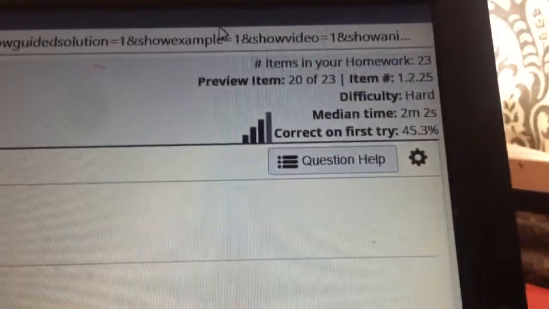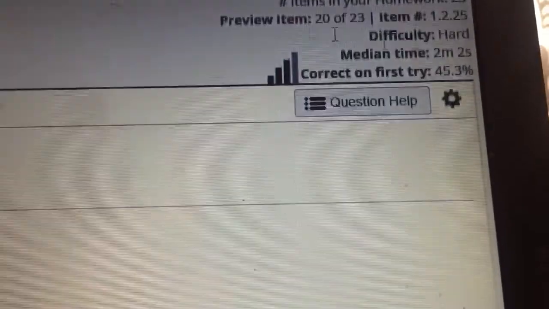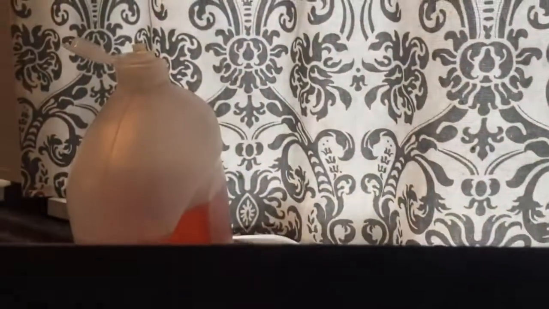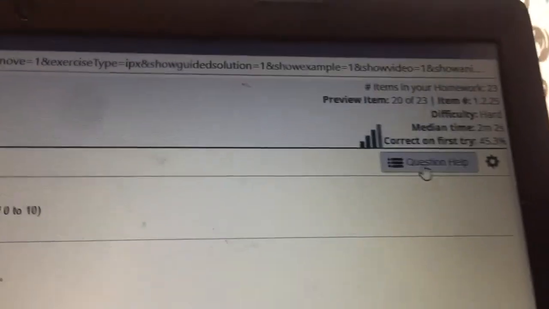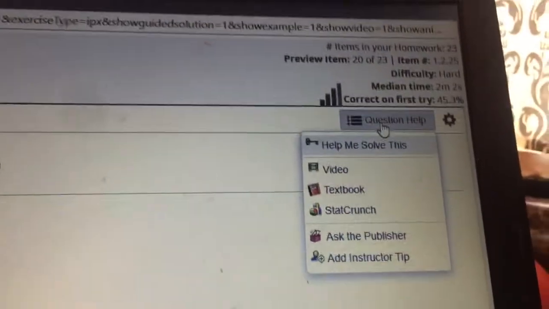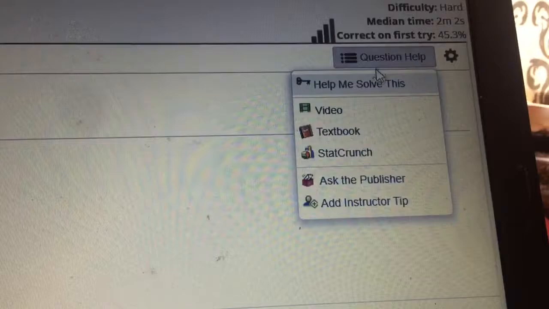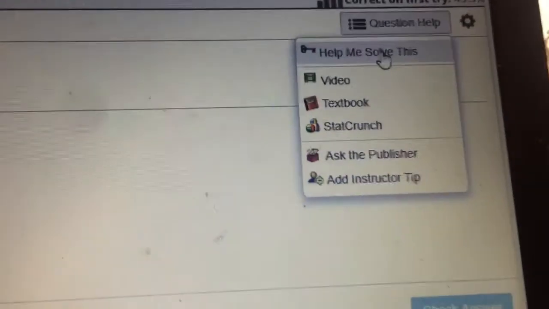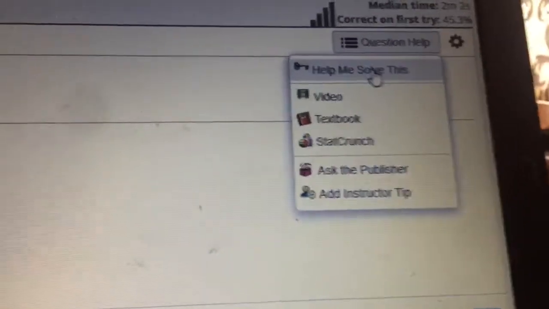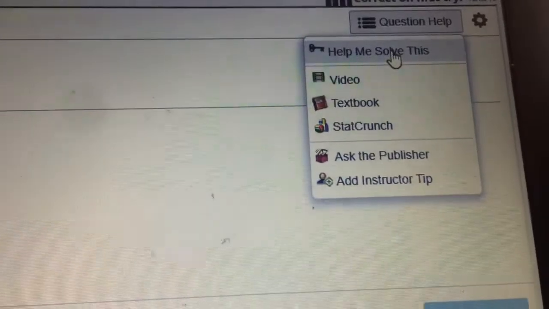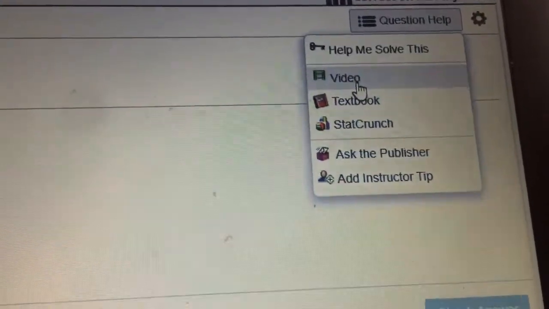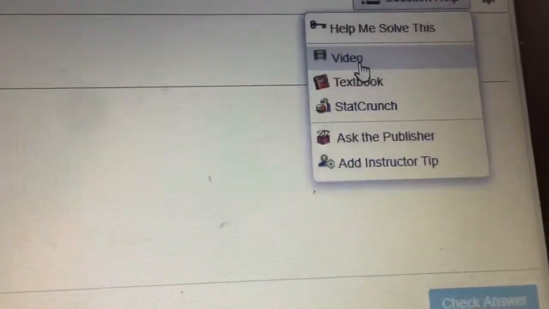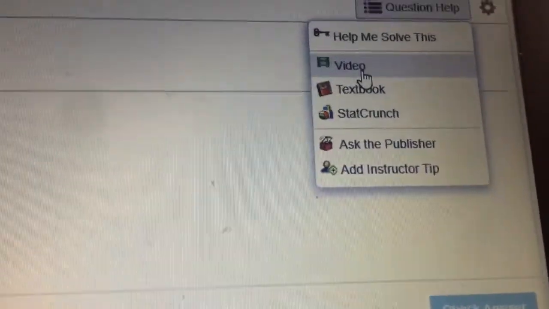If you look up in this top right corner, we see this question help. If you click on that question help, this little menu pops up. Help me solve this. If you click on that, the computer will help you solve the problem. You can watch a video. Now, some problems don't have all these options, and some have maybe others.